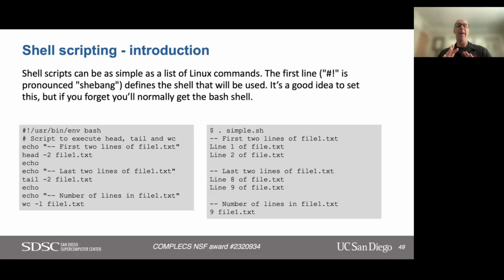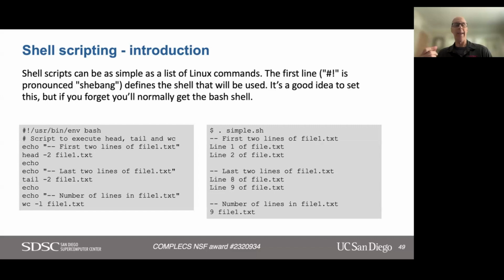So shell scripts can be as simple as a list of Linux commands. The first line, the hash followed by the exclamation point, usually pronounced shebang, defines the shell that's going to be used. It's a good idea to set this, but if you forget, you're normally going to get the bash shell. So on the left, I show a very, very simple script. I'm just using echo, head, tail, and the wc commands. So let's say that I wanted the script to list the first lines of a file, then list the last two lines of the file, and then finally the number of lines in the file.